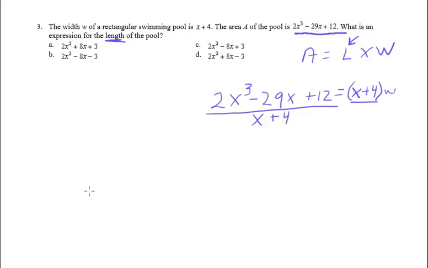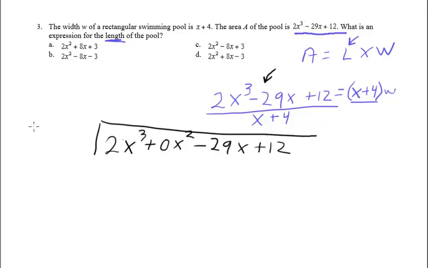So now we just have a long division problem again. I rewrite it because we have a missing unit space. We don't have an x squared, so I'll rewrite this as 2x cubed plus 0x squared, a placeholder, minus 29x plus 12, all of that divided by x plus 4.